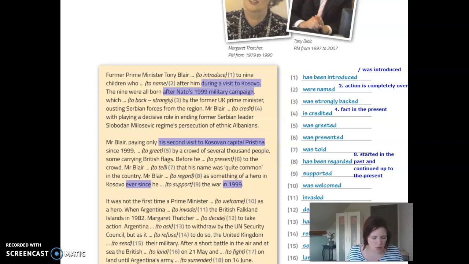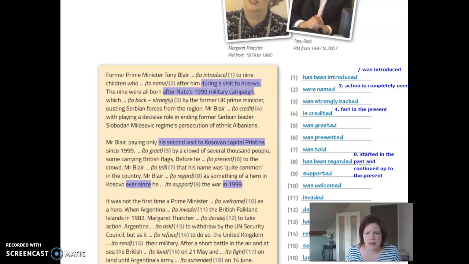First sentence, former Prime Minister Tony Blair has been introduced or was introduced, is also correct, to 9 children who were named after him during a visit to Kosovo. As you will notice, the entire text is about a visit which Tony Blair made to Kosovo. That action takes place in the past, so normally we would use the past simple for that kind of action. But if that action has clear results in the present, as it is focused on in certain sentences, we need to use the present perfect tense. We'll see how it goes sentence by sentence.